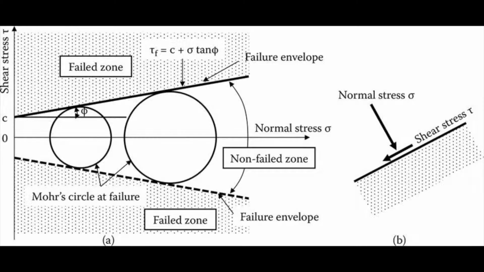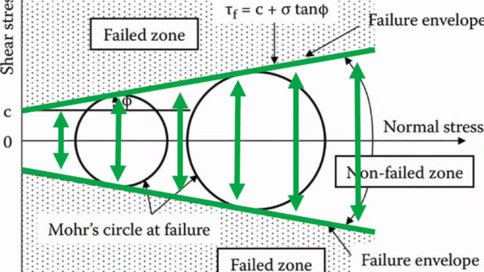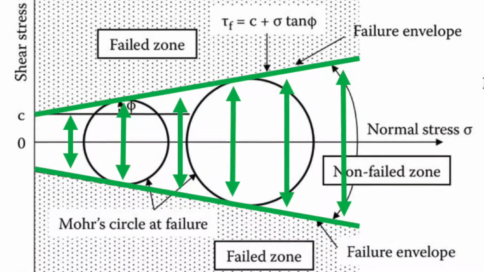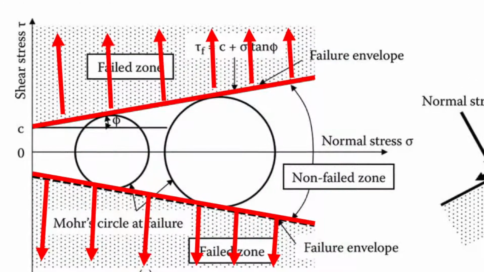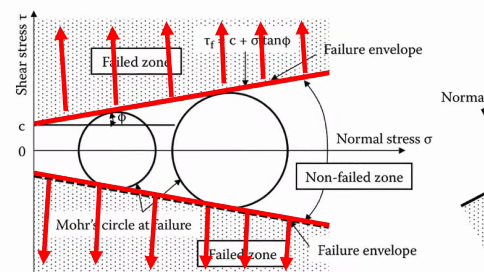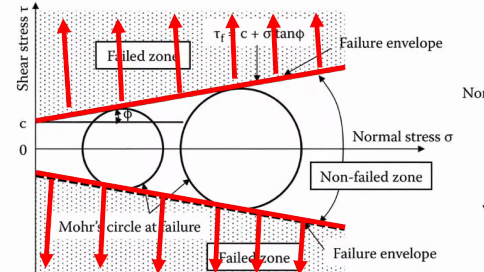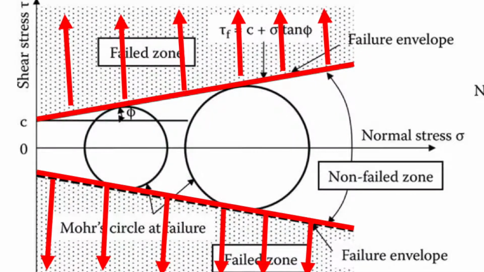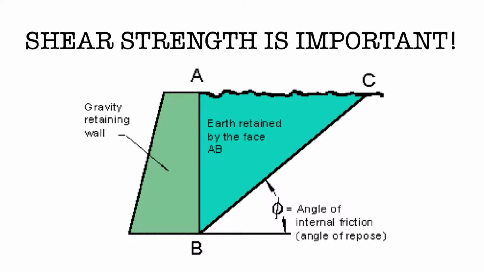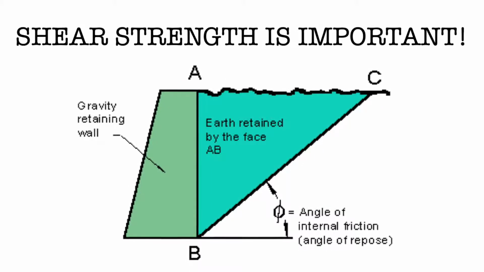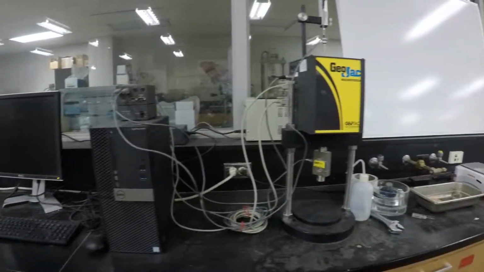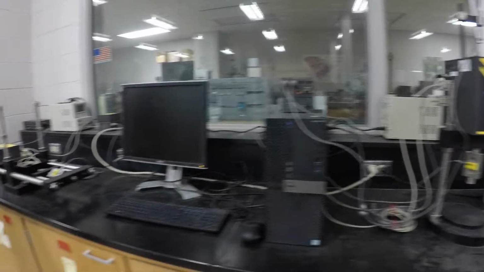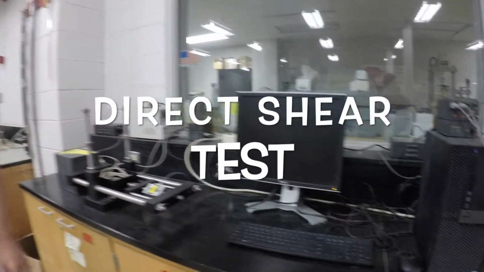The relationship developed by Coulomb's friction law is linear and creates a failure envelope. Any normal and shear stress combination plotted below the line will not result in a failure. However, any stress combination of normal and shear stress that is plotted above the failure envelope will result in failure. Thus, we have established the importance of shear strength and the role that friction plays in determining shear strength. Now we will discuss the most common method of determining the shear strength of soil, the direct shear test.